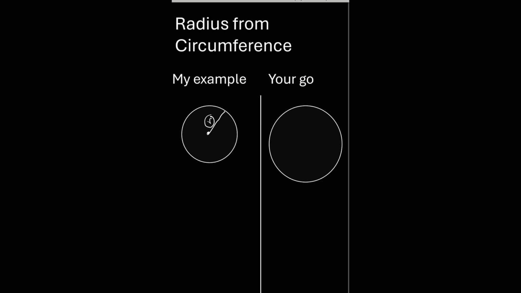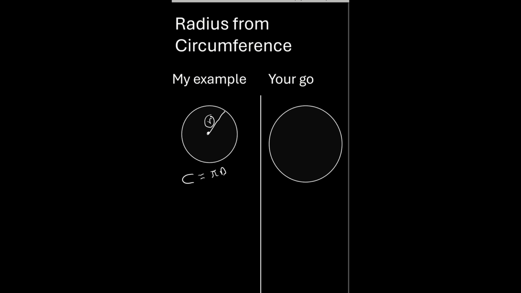Okay, so give me 2 minutes and I'll explain to you how you can get the radius from knowing the circumference of the circle. And the circumference is all that rim. Okay, so it's the length surrounding the circle. So we know that the circumference is pi d. So pi times the diameter.